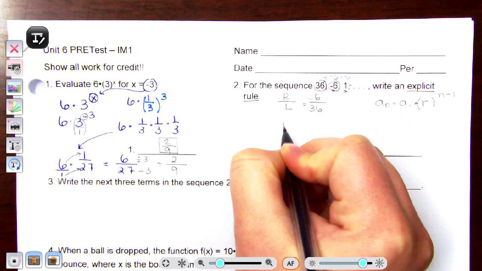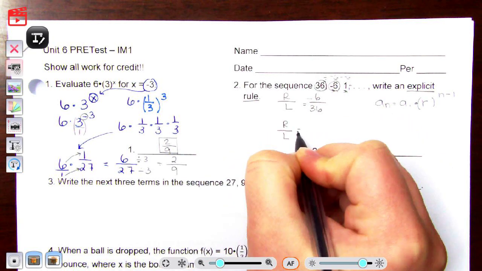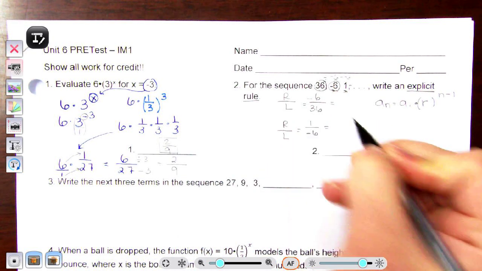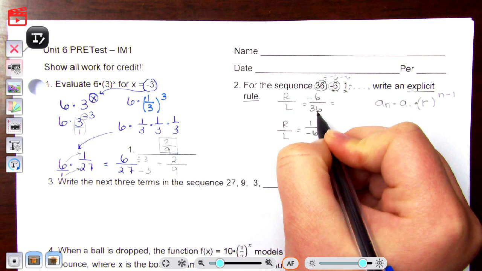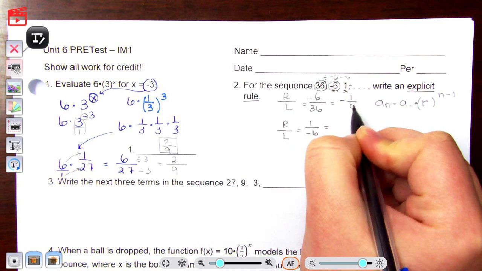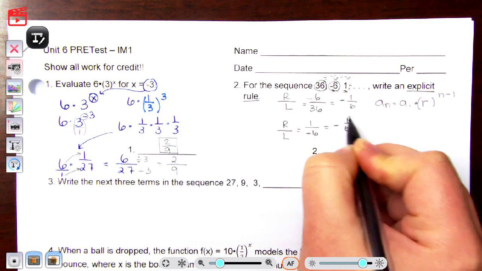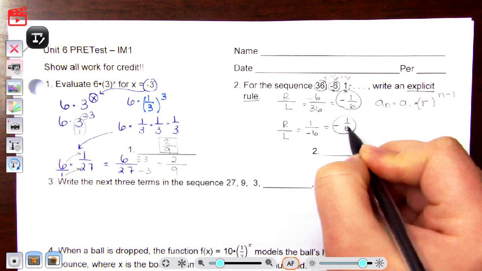And do that again. Your right term is 1, left term is negative 6. And then simplify your fractions. So I have negative 6 over 36, that is negative 1/6. 1 divided by negative 6 is negative 1/6. So because these match, this is our common ratio.